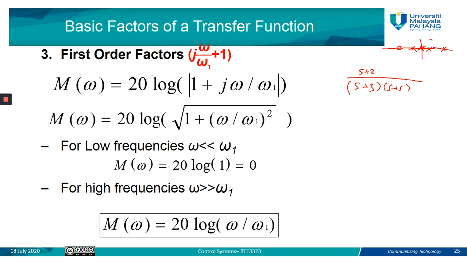In this case, we are going to apply the formula for the magnitude, which is 20 log of 1 plus j omega over omega 1, according to the standard form. We said in the standard form, we should have j omega over omega 1, for example, or j omega over z1 over p1 and so on. In order to find the magnitude, we need to consider multiple values. We have two situations for the magnitude case, and three situations for the phase case.